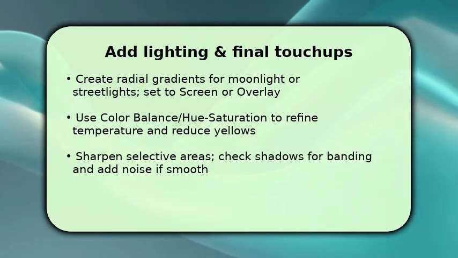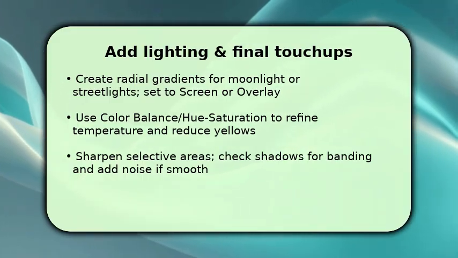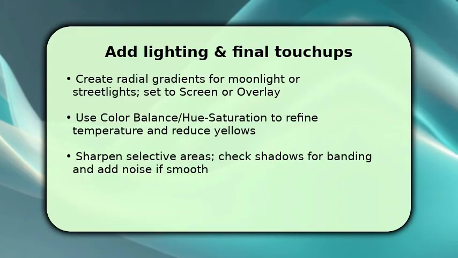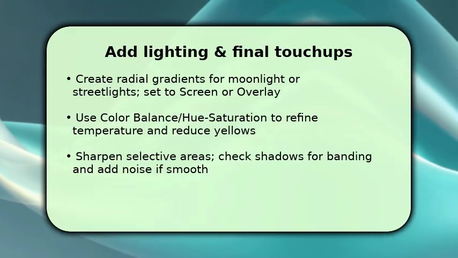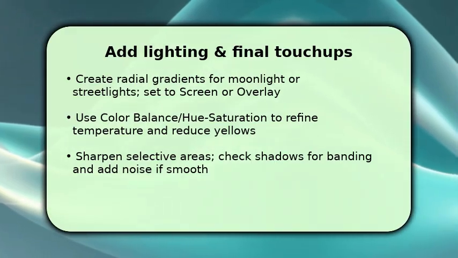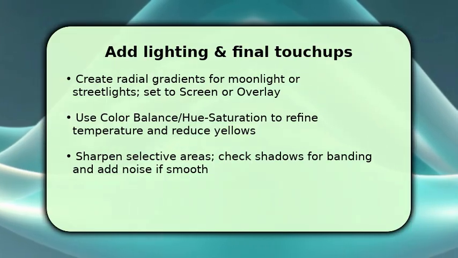Once done, tweak color balance and hue saturation to cool the scene and reduce warm yellows so the palette reads night. Make a final selective sharpen on edges, inspect shadows for banding, and if areas look too smooth, add subtle noise to integrate grain. This fixes posterization and makes the composite coherent.